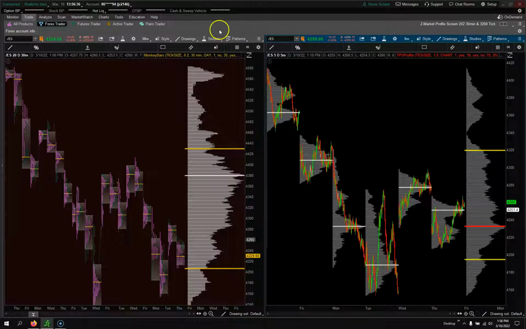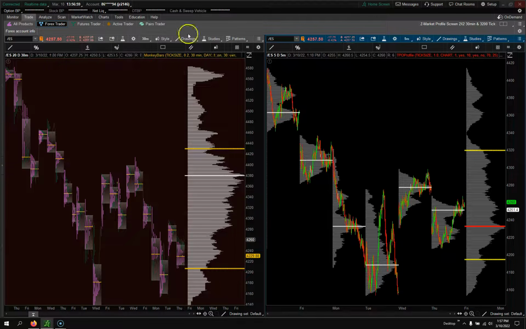Because remember, market profile is just one tool, part of your trading arsenal. Think of it as when you build a house, you build the house with multiple tools, not just a hammer, right? So you need multiple tools with trading, just like you do building a house.